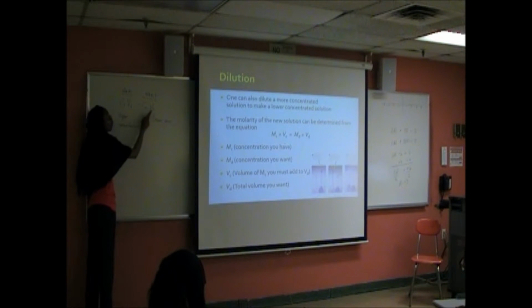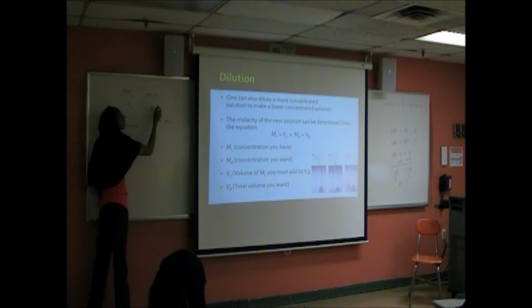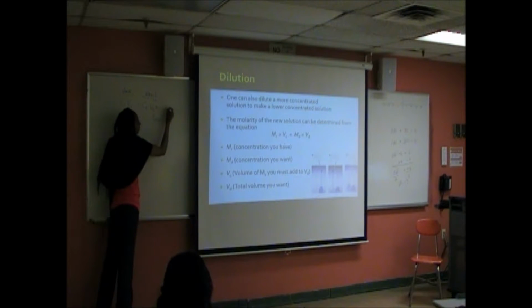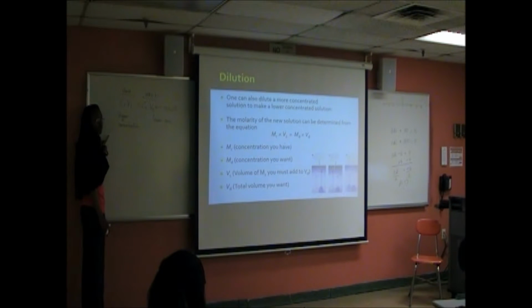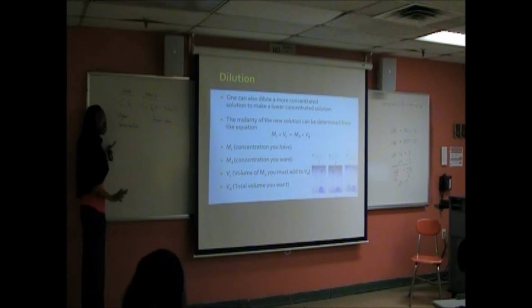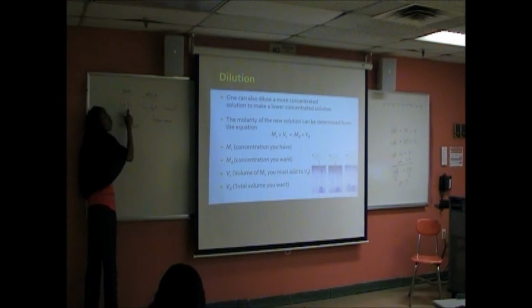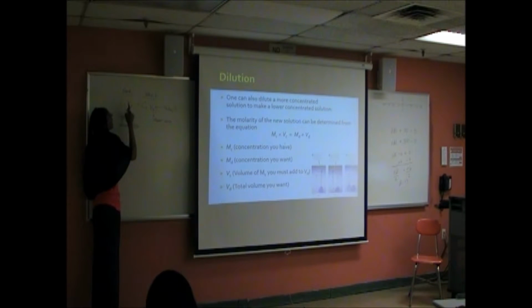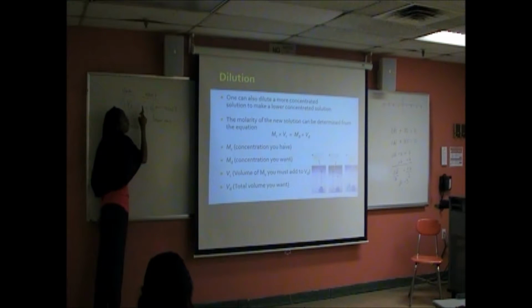V2 is the volume you want. This is only for dilution. V1 is the volume of C1 that you need to add to get to C2.